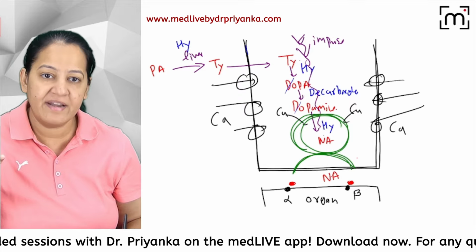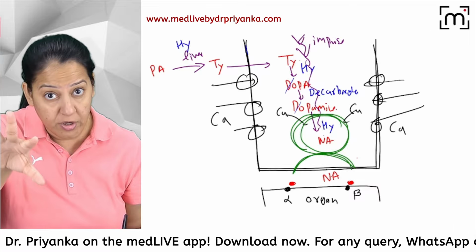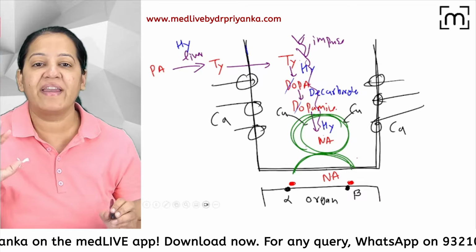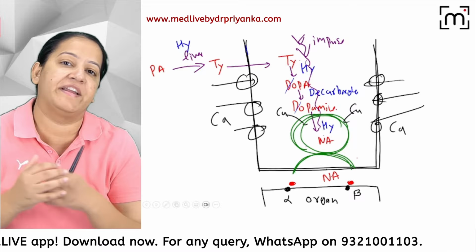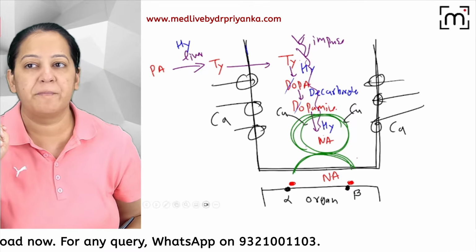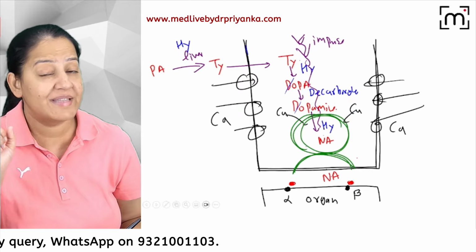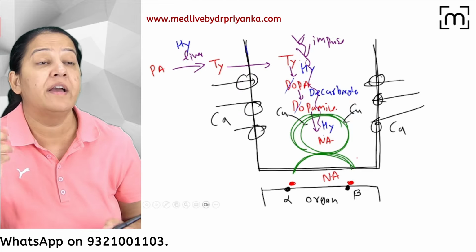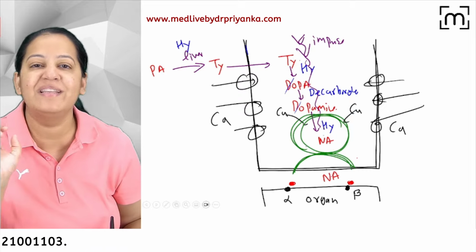Okay, so you understand how noradrenaline gets synthesized, how it is stored, and how it is released? Now finally, the last thing I want to tell you here is how its action will be terminated. If you remember in the cholinergic system, how acetylcholine is synthesized, stored and released, and how the action of acetylcholine is terminated: it is terminated with the help of an enzyme, the cholinesterase enzyme.